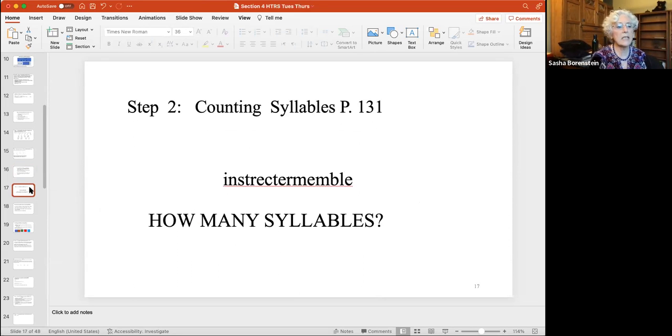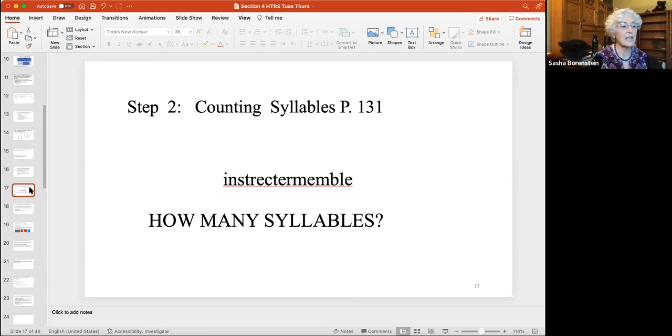Okay, second step in teaching multisyllable words. We want to teach our students to count syllables. So please say this word, instrectermemble, to yourself and determine how many syllables are in the word, and then also think about how you got it.